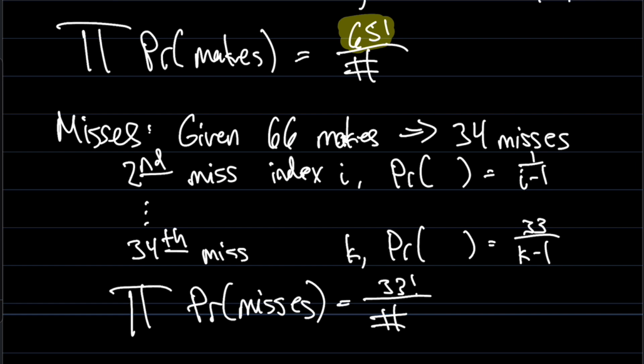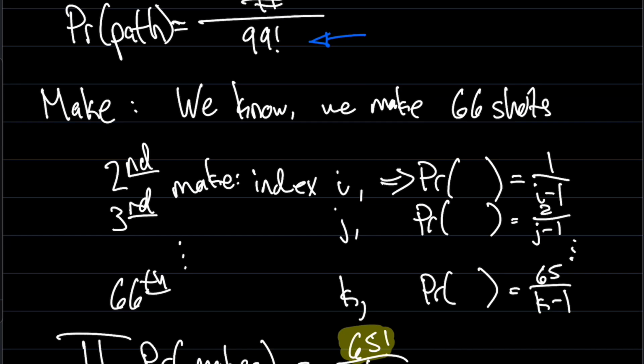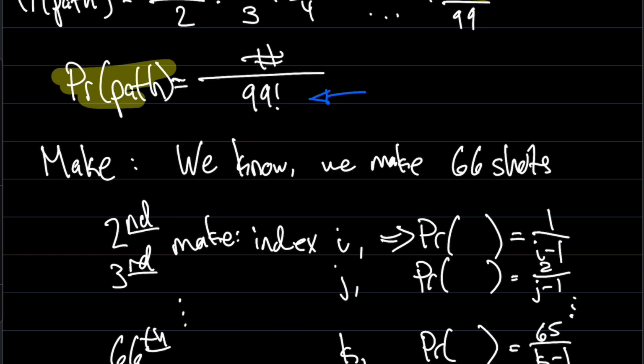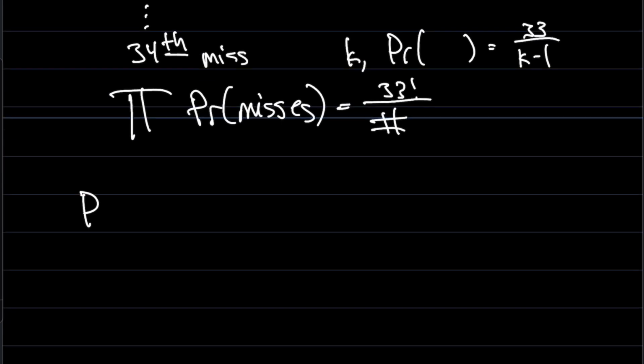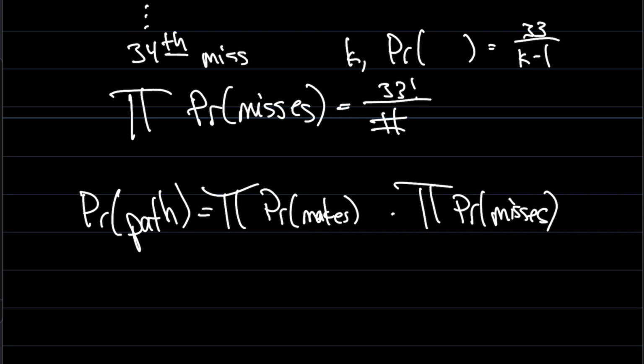So if we just take these two numbers and multiply them, then we also get the probability of our path, because we take the probability at each given step and multiply it together. And all we did was partition it into each individual make and each individual miss. So if we take the product of those two, we should get back what we started with, which is this probability of path. So the probability of a path is going to be equal to the product of all of our makes times the product of all of our misses. And this is going to be equal to 65 factorial over some number times 33 factorial over some number.